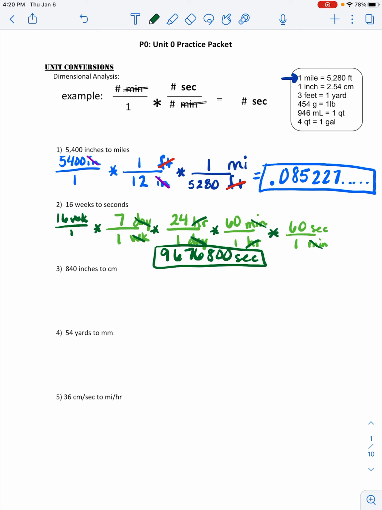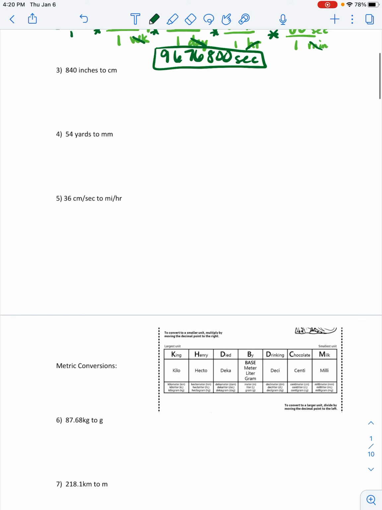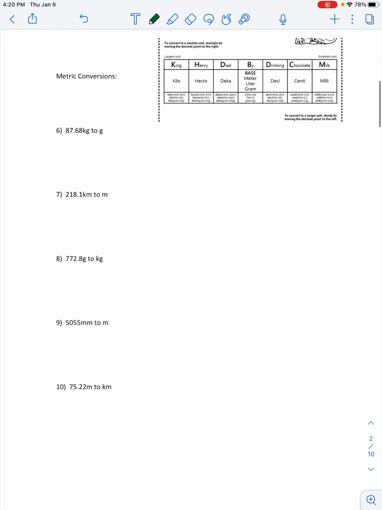Okay, now we're going to skip down to converting within the metric system. So once again, you are going to be responsible for knowing how the metric units relate to each other. So I will not provide the chart for you during the quiz or the test, but it is here for your convenience on the practice assignment because we are all still just learning.